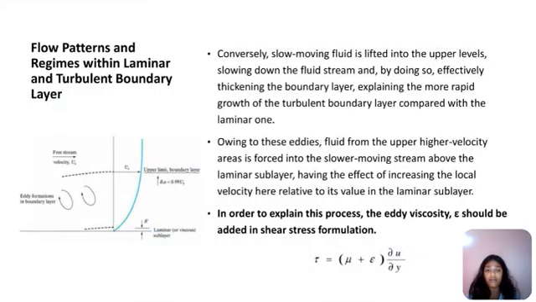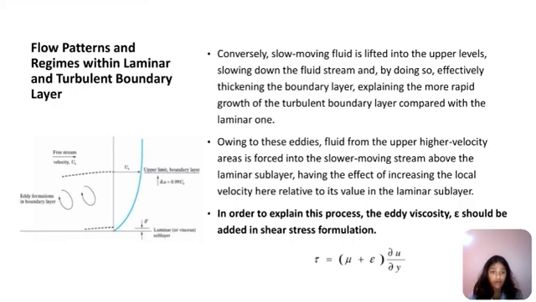Now the slowly moving fluid is lifted to upper levels, slowing down the fluid stream, and by doing so effectively thickening the boundary layer, explaining the more rapid growth of the turbulent boundary layer compared with the laminar one. In order to explain this process, the eddy viscosity should be added to the shear stress formulation. Now this formulation becomes tau equals mu plus epsilon du by dy. This we studied and this was the explanation of this.